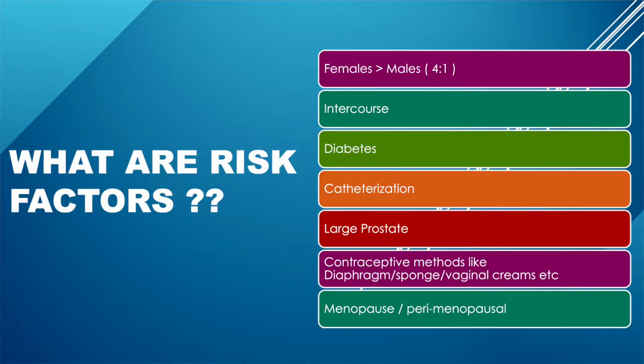The other one is intercourse. Usually after intercourse, the frequency of acquiring urinary tract infection increases. Then there is diabetes mellitus, catheterization, large prostate, and contraceptive methods like using a diaphragm, sponge or vaginal cream. Also, perimenopausal and menopausal conditions can become a great risk factor for acquiring this disease.